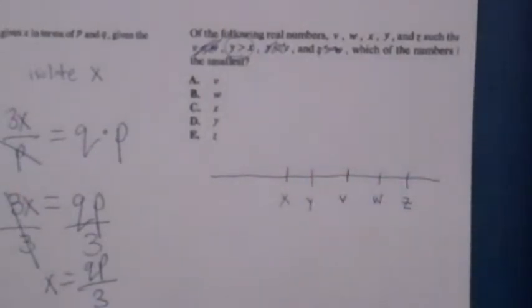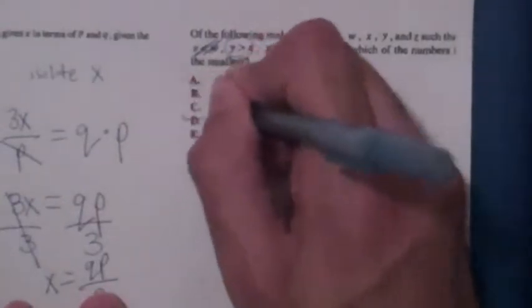They ask for which one of the numbers is the smallest, and once you have them all arranged like this, it's clear that the answer is x, which is choice C.